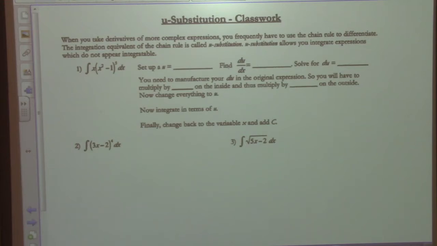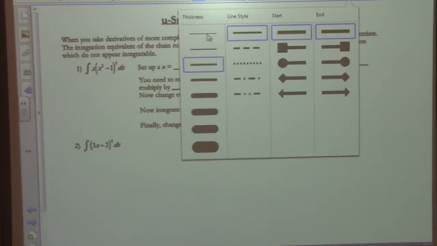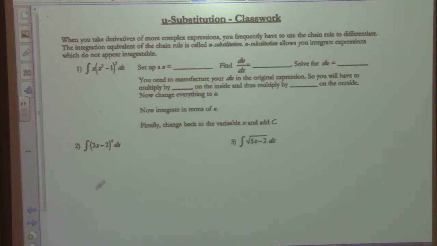Got it. Okay, now, I think yesterday we ended up at the very last of class doing problem 1 here. Remember that? So I want you to look at problem 2. Help me out. Problem 2, what is our U going to be equal to?